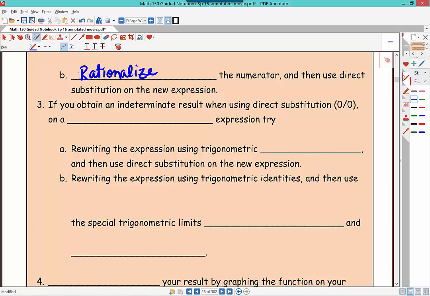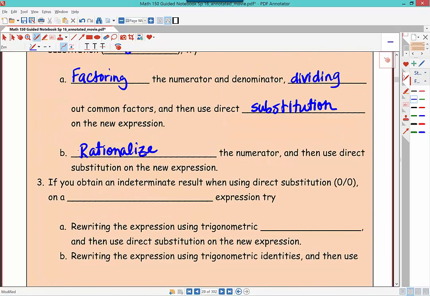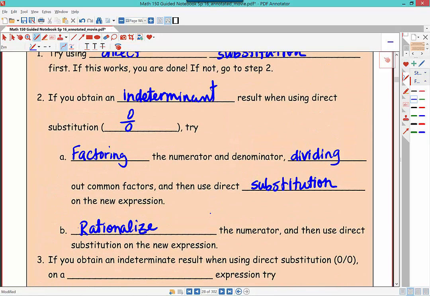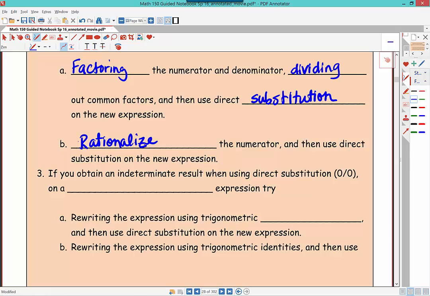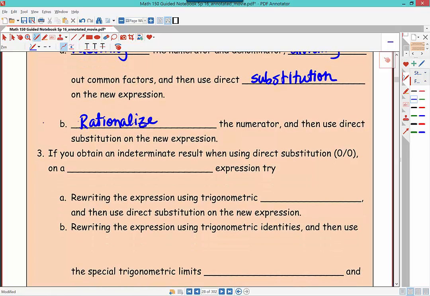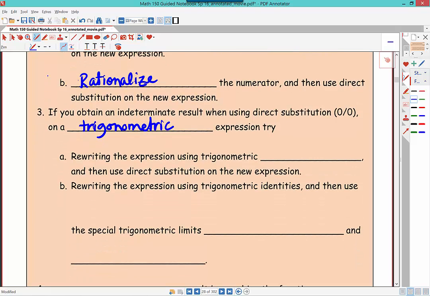If you obtain an indeterminate result, I've been saying it wrong, sorry, I can fix it here. Indeterminate result when using direct substitution on a trigonometric expression, you can try rewriting using trig identities, which is what we did in that last problem, and then use direct substitution.